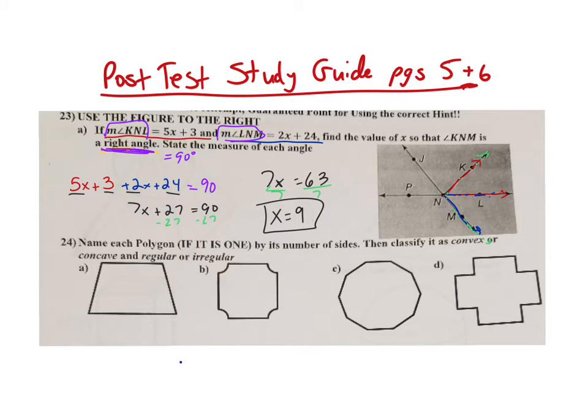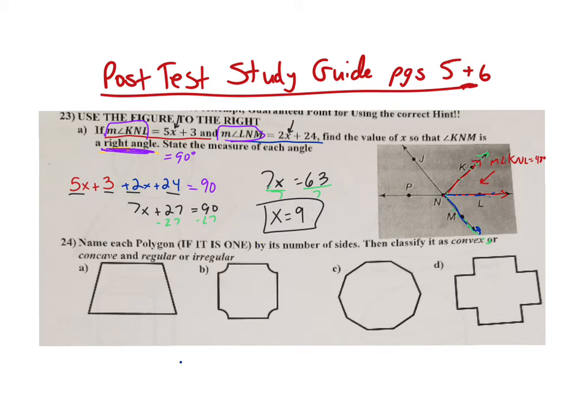Now, I want to measure each angle, so I have to plug 9 in here and here. So I plug 9 in. 5 times 9 is 45 plus 3. So I'm going to get that to be the measure of angle. Look how I use that little m. That's important when you're giving me a number answer. The measure of angle K and L equals 48 degrees.